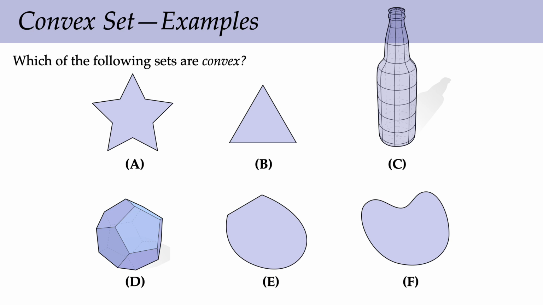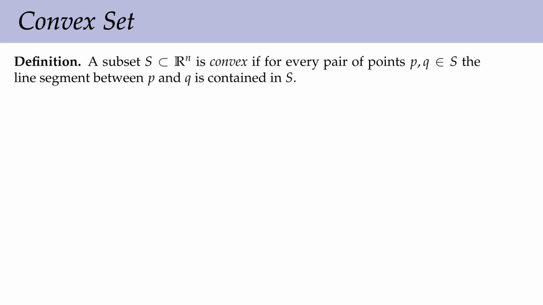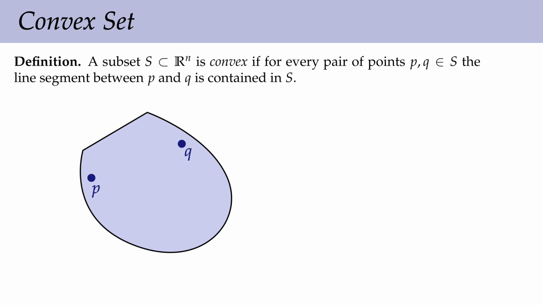Okay, well, of course, to really answer this question, we have to have a definition for what it means for a set to be convex. So here it is. We'll say a subset S of Rn is convex if for every pair of points P and Q in S, the line segment between P and Q is contained in S. Okay, so just to give a little example, we'll take one of these shapes and we'll take 2 points, P and Q, and in this case we can draw a line segment between those 2 points without leaving the set.